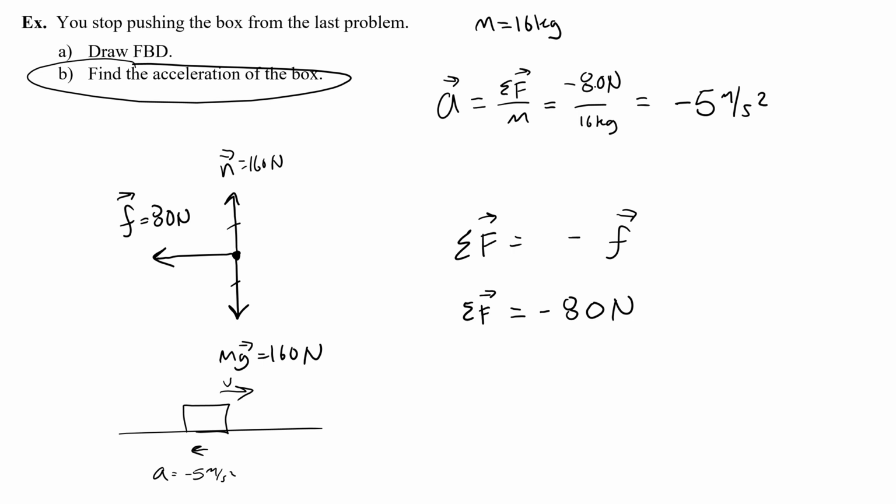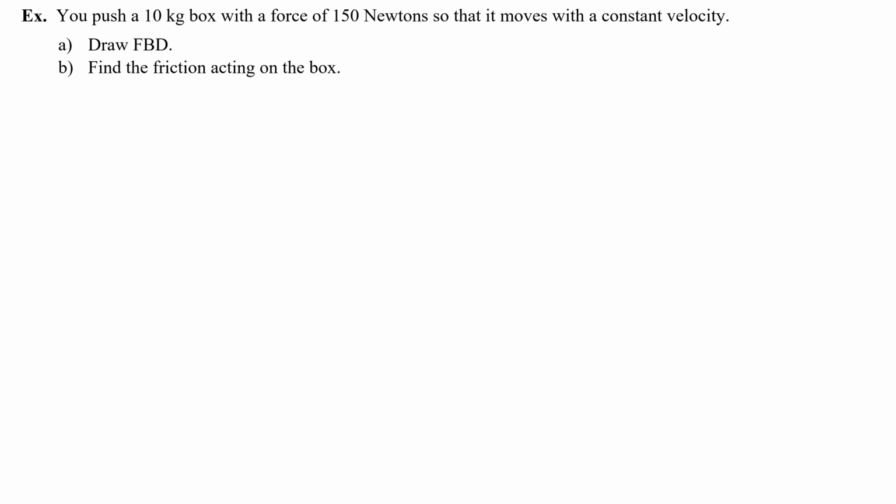Okay, great. You push a 10 kilogram box with a force of 150 newtons so that it moves with a constant velocity. Draw a free body diagram and find the friction acting on the box. Okay, well, let's start with the fact that this is constant velocity. So that tells me there is an acceleration of 0 and a net force of 0. So all of my x and y forces should cancel each other out or be balanced. And that's going to help us draw our free body diagram.